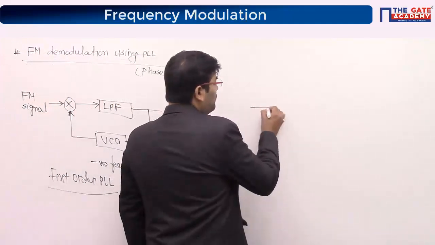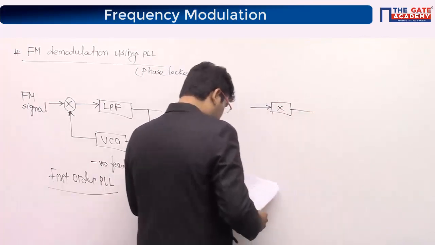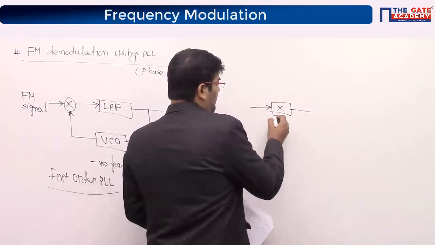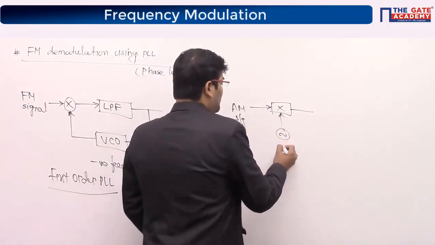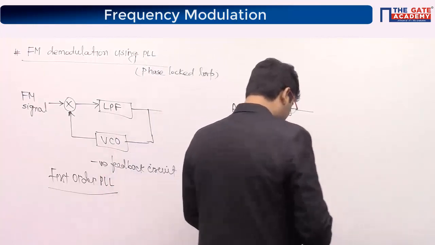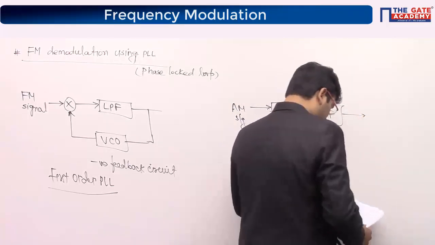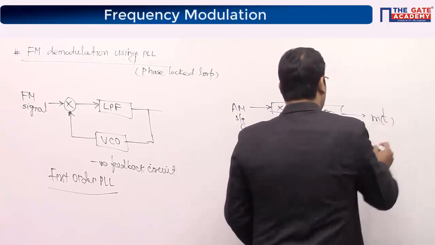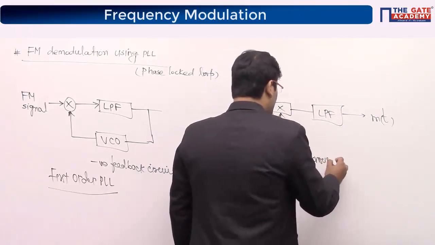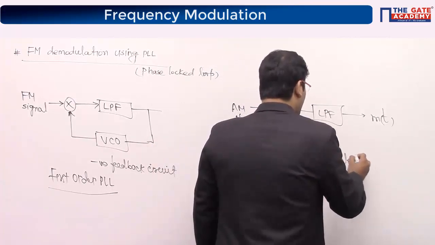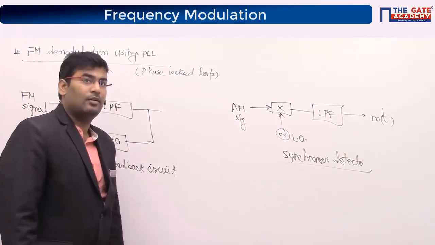What I do, I am going to do a comparison. You have a mixer or multiplier, you get any AM signal here as the input, you give a local oscillator carrier, then it goes into a low pass filter, and then you get the message signal, correct? This is your what detector, guys? Synchronous detector. If you recall, I have taught you in full detail. This is the synchronous detector. Yes or no, guys?